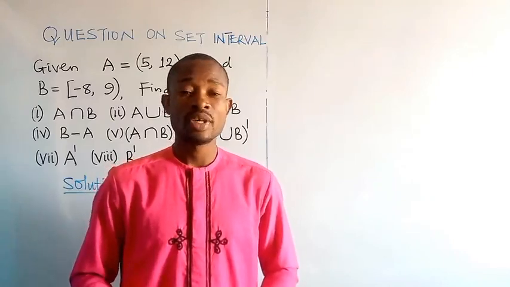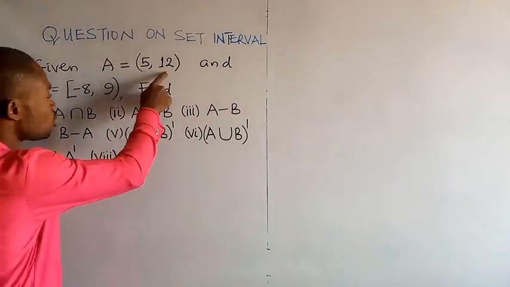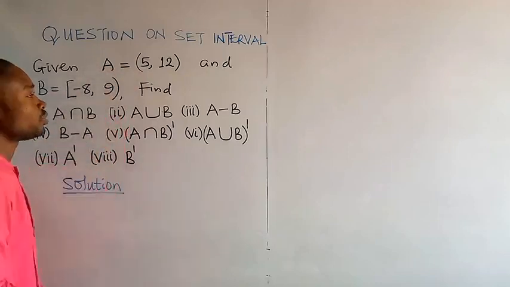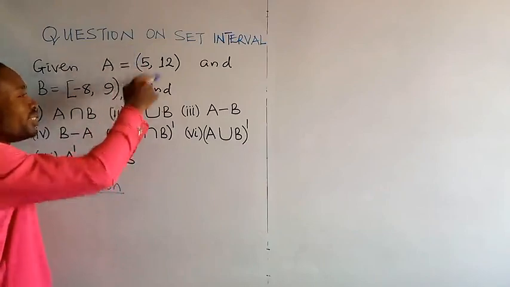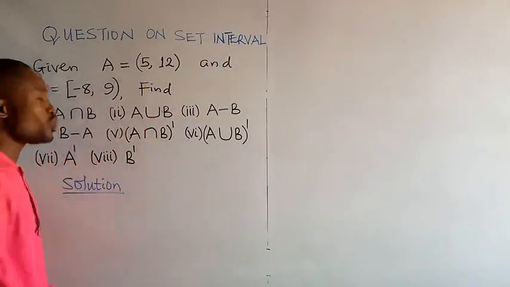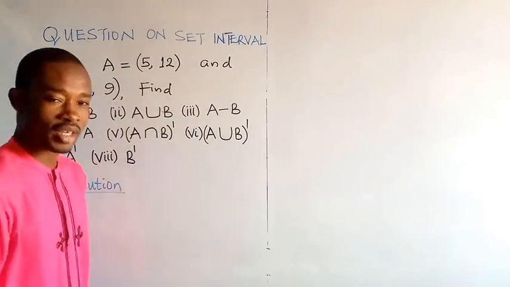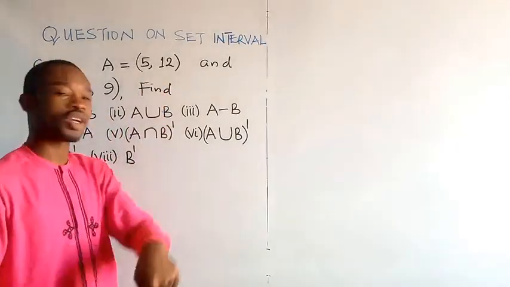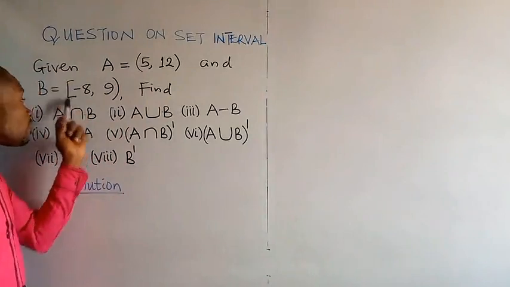So let us see how we deal with this question. Now we are given these two set intervals. A is equal to open bracket, this is a bracket interval notation. When this curved bracket is used, it is interpreted to mean an exclusive bracket. That is to say that this number you have here is not included in that set. And we are given set B to be equal to this bracket which opens.